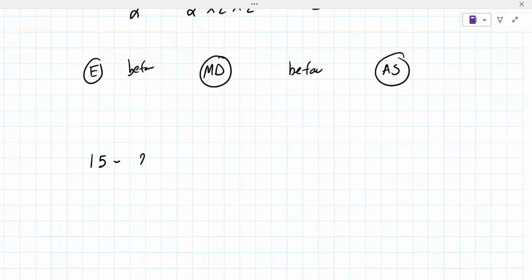15 minus 2 to the fourth plus -3 times 6. Okay, so what should you do first in this problem? The exponent. So you've got to figure out what 2 to the power of 4 is first. Please tell me. 16.